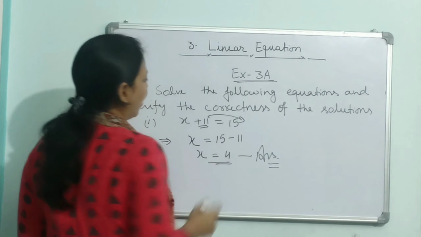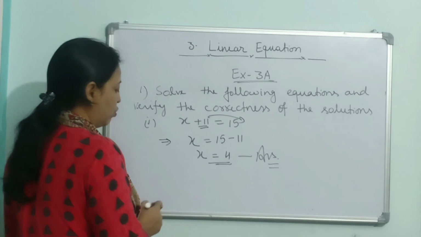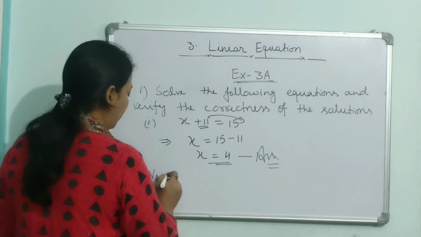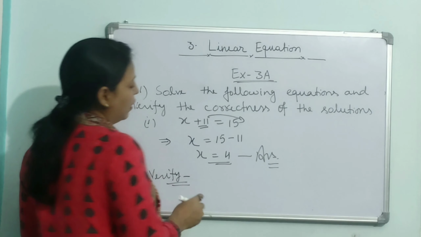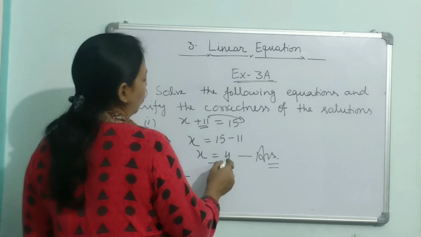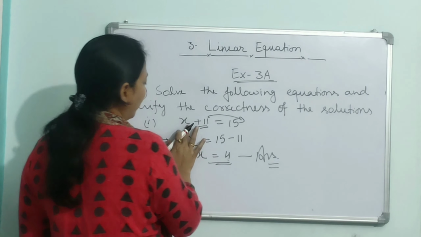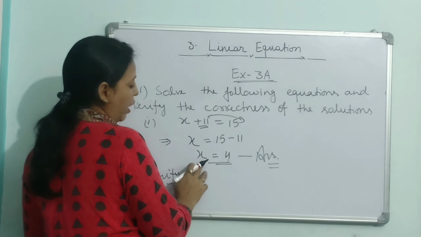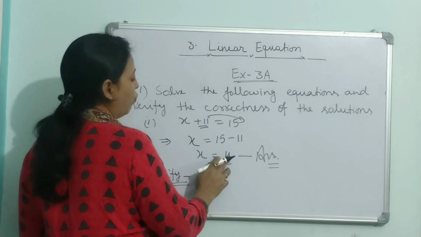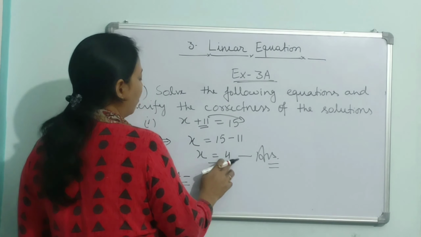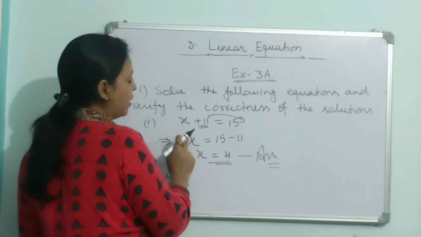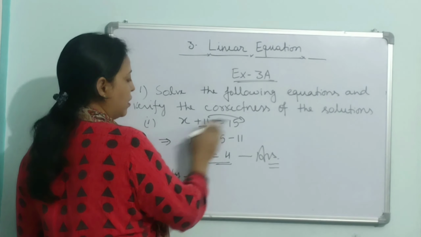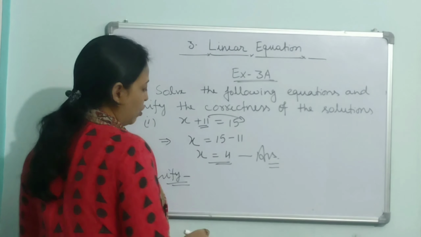Now we have to verify the correctness of this solution. So how to verify it? We will put this value in place of x in this equation. We have got the value of x is equal to 4. So this value we will substitute in place of x, and we will see whether the left hand side is equal to the right hand side or not.